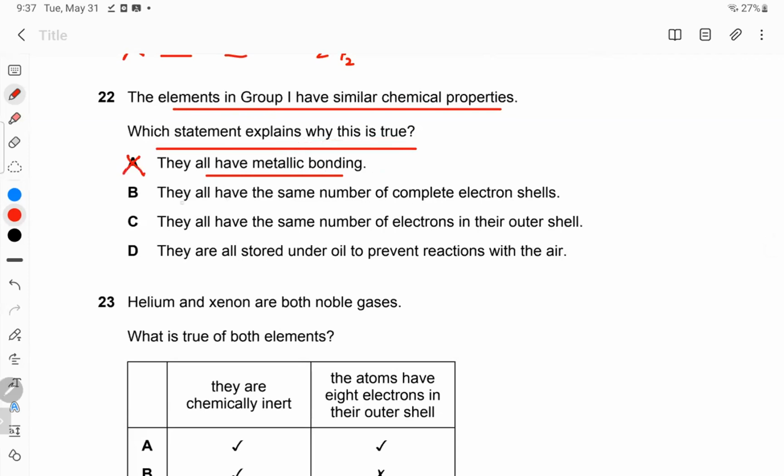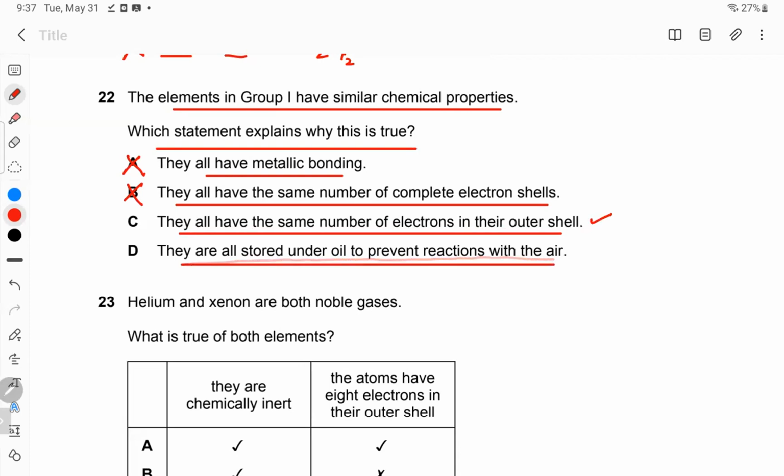Okay, let me check. They all have the same number of complete electron shells. No, because as we move down the group, the number of electron shells increases. So they do not have the same number of complete electron shells. So B goes wrong. Now C, they all have the same number of electrons in their outer shell. Yes, it is correct because they belong to the same group. It means they have the same number of electrons in their valence shell. They are all stored under oil to prevent reaction with water. Yes.